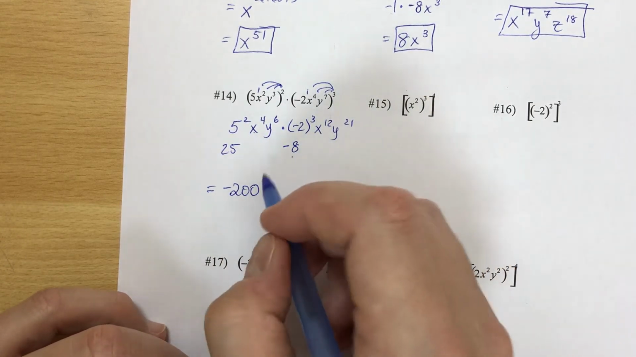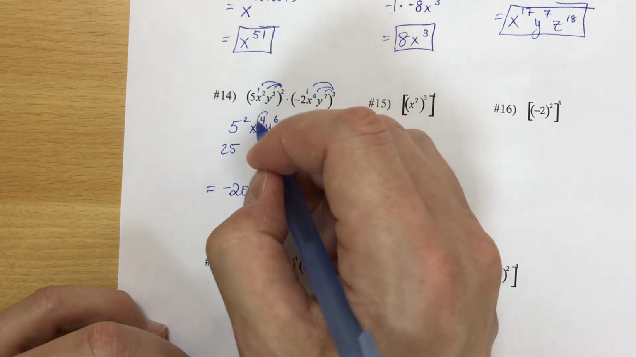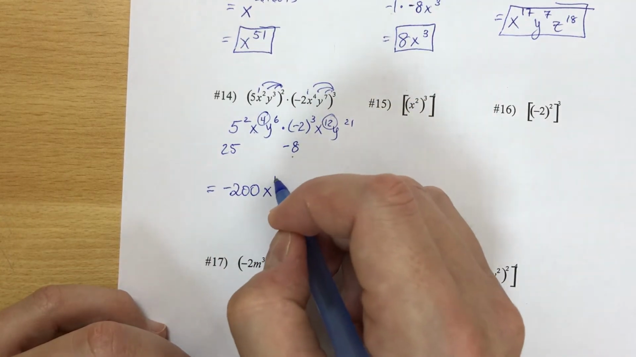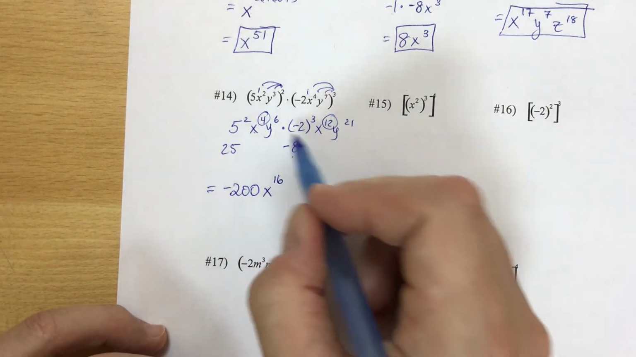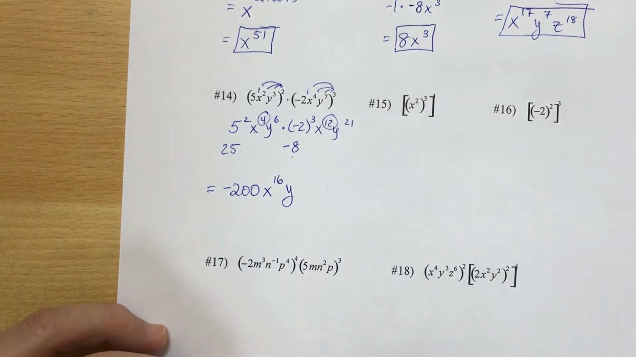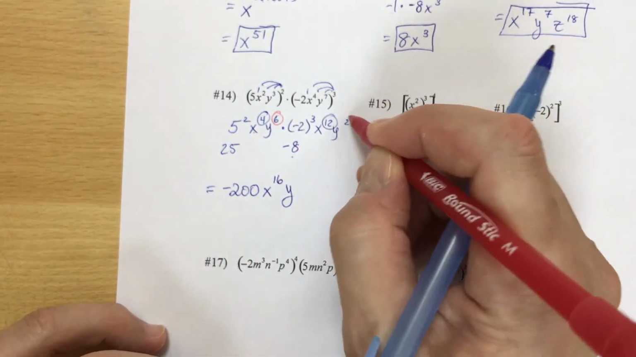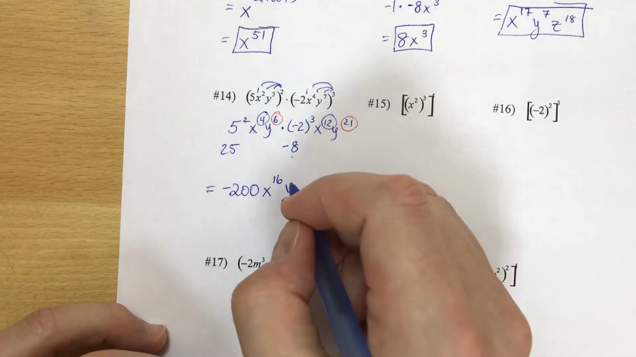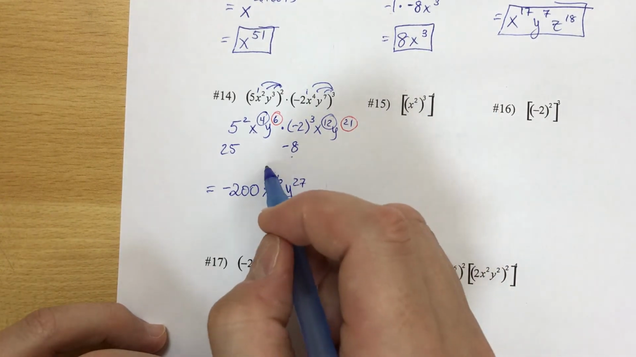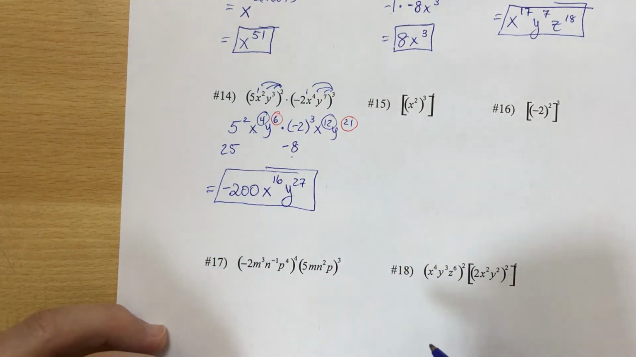When we multiply variables, keep the base. Add the exponents. That's 16. And then for the y's, keep the base. Add the exponents. That's 27. And that's as far as we go.